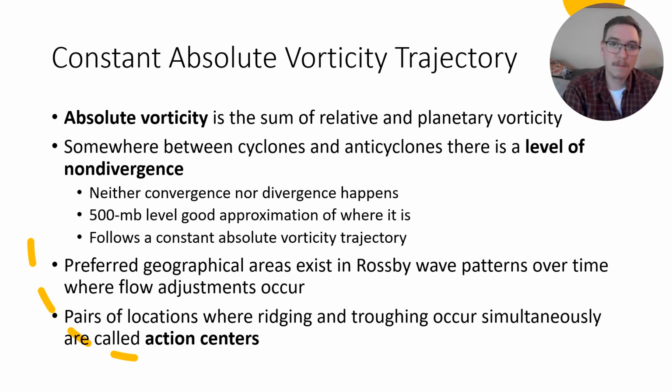So preferred geographical areas exist in Rossby wave patterns over time where flow adjustments occur. And pairs of locations where ridging and troughing occur simultaneously are called action centers. So this is all we really care about in this sense: some places where these ridging and troughing events occur regularly, we call them action centers. And that's more of what's driving things that are expressed through climate.